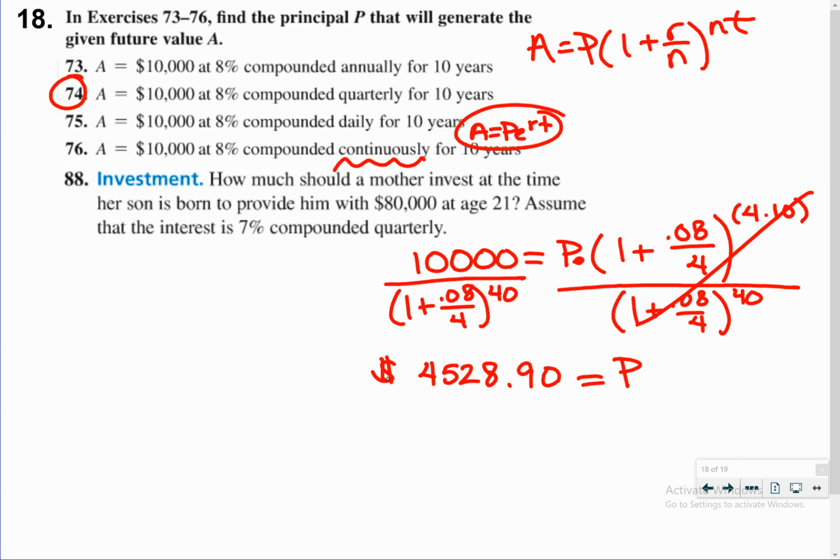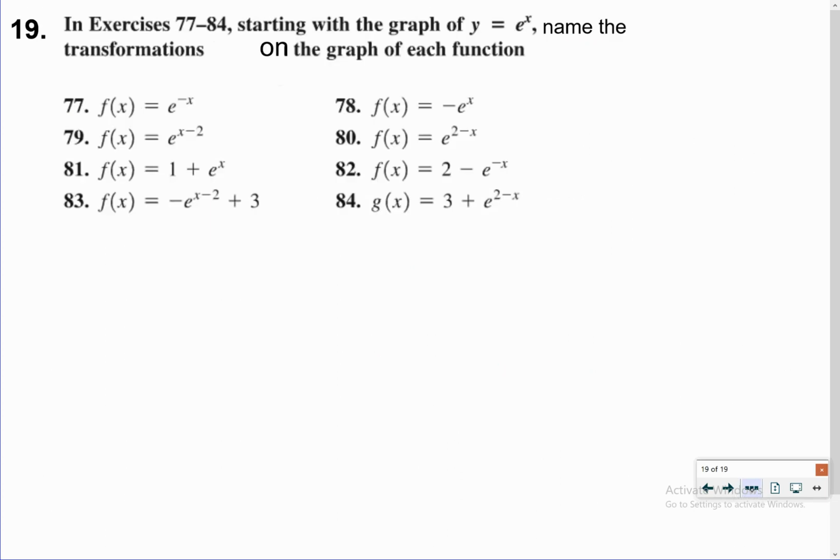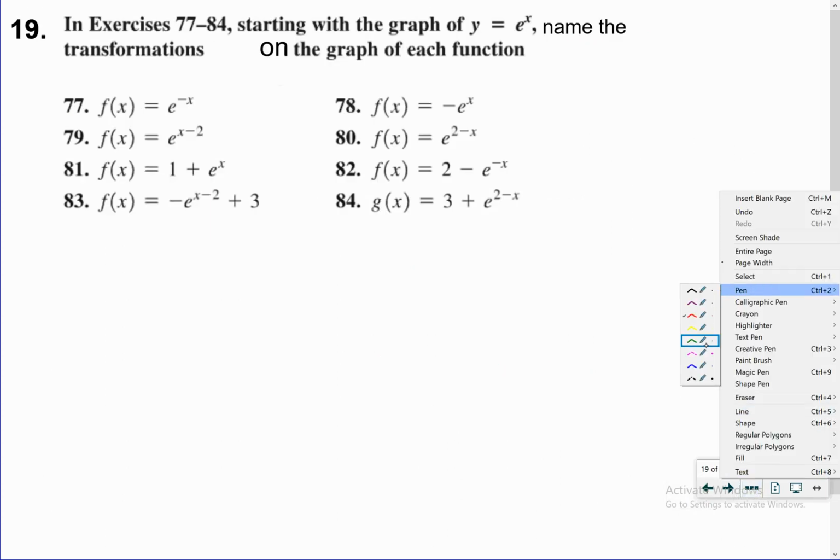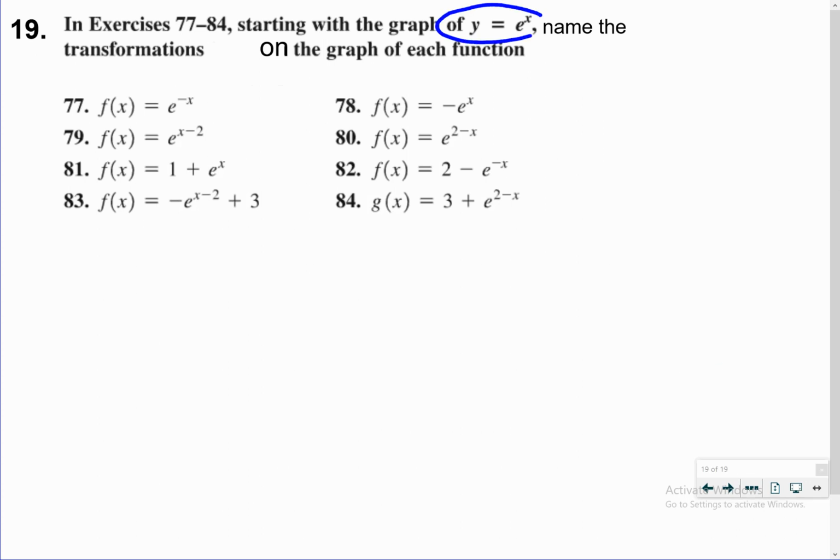All right, last problem is a super quick one. You just got to remember your transformation rules. So we've got e to the x, which is the basic exponential function, and we want to name the transformations that make this different than e to the x. So left, right, shift, stretch, whatever. All right, pick a number.